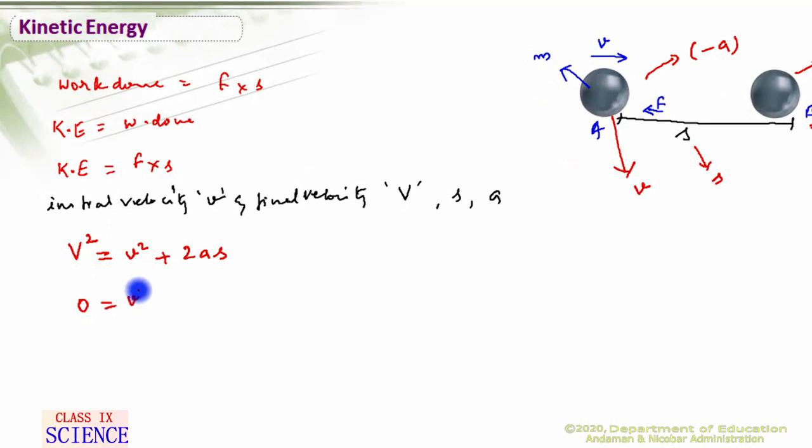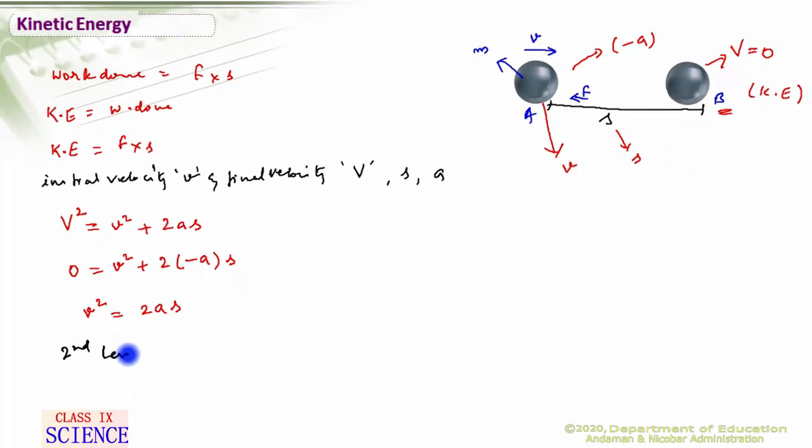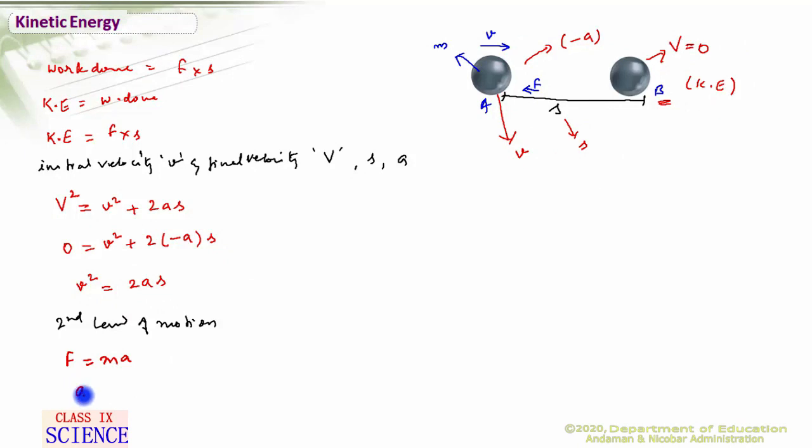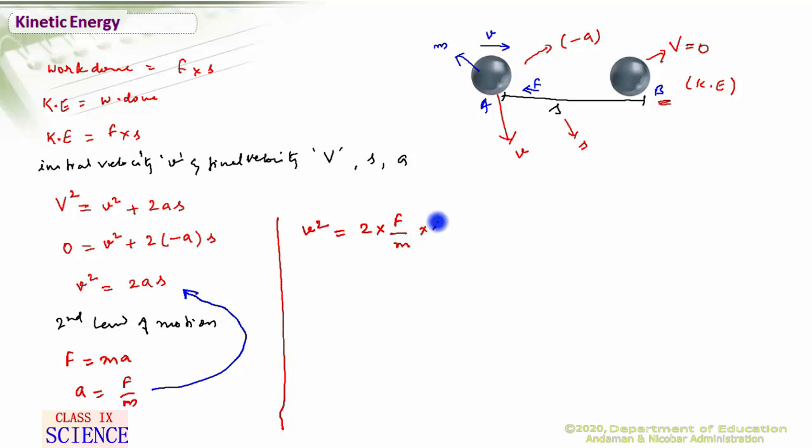0 is equal to v square plus 2, here a is acceleration, which is minus a, then s. So we will get v square is equal to, here the whole term minus goes to this side as plus, so 2as. From the second law of motion we know that F is equal to ma, right? Here a will become F by m. If you substitute the value of a in the above equation, then we will get v square is equal to 2 into, in place of a we will write F by m, into s.